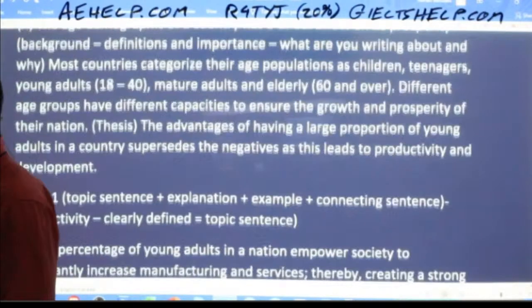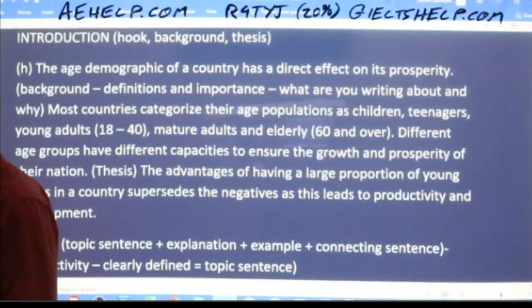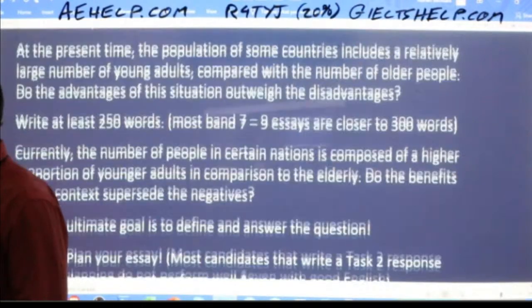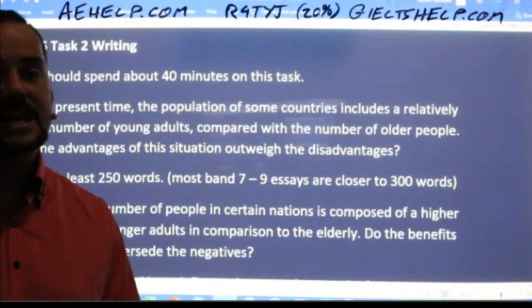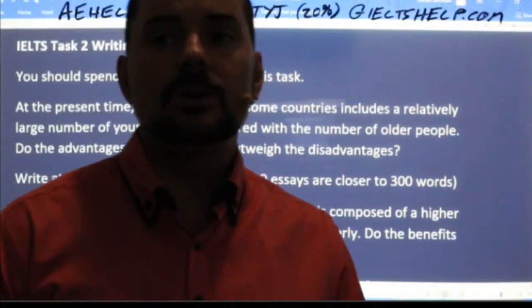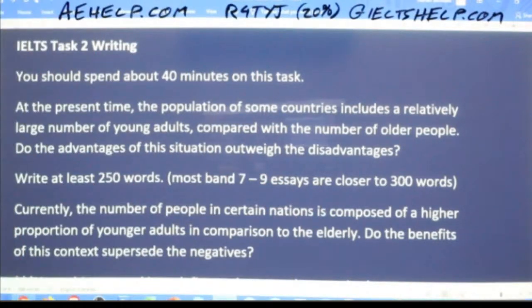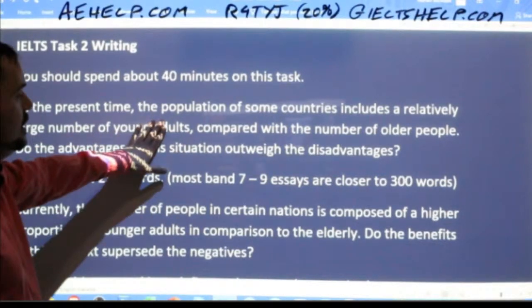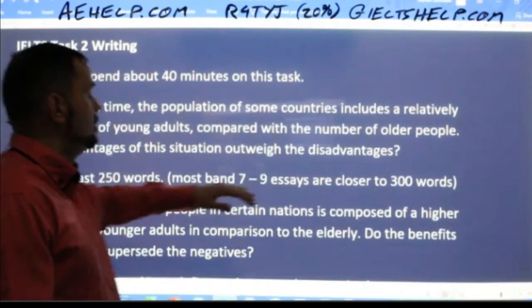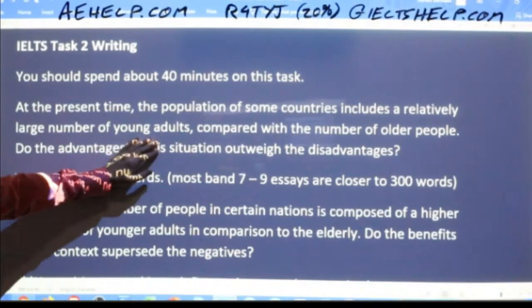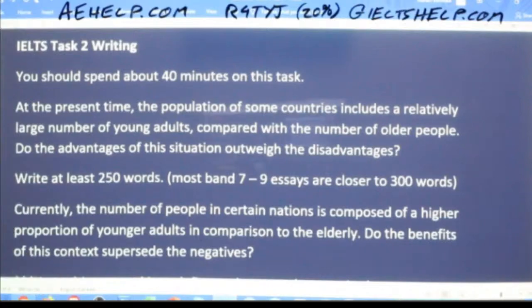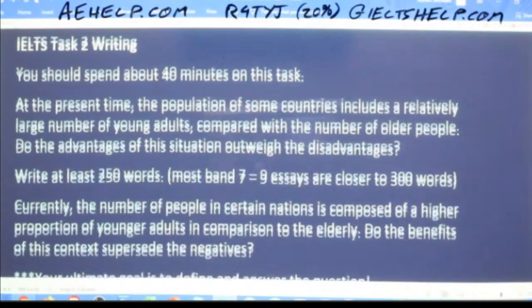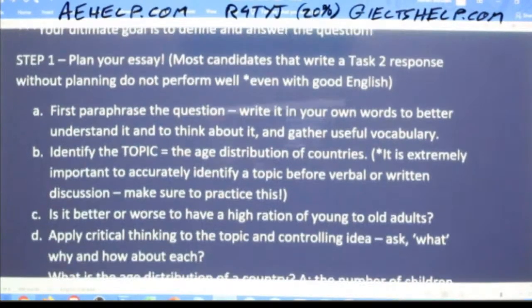All right, so let's take a look at this question. Let's read the essay one more time, see if it makes sense. We stayed on track. We completed the task. We have good grammar, good vocabulary. Let's look at the question. So at the present time, the population of some countries includes a relatively large number of young adults compared with the number of older people. Do the advantages of this situation outweigh the disadvantages?